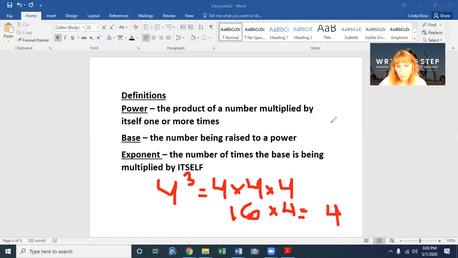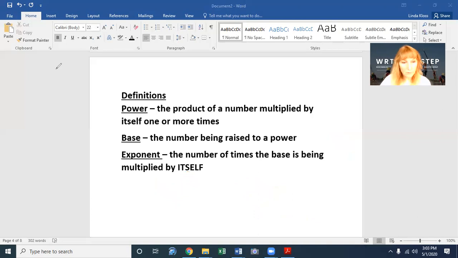16 times 4. 4 times 6 is 24. Carry the 2. Do it this way, in case you're wondering. 4 times 1 is 4, plus 2 is 6. What do you get? 64, right? So 16 times 4 is 64. So 4 to the third power then is equal to 64. So far, so good.